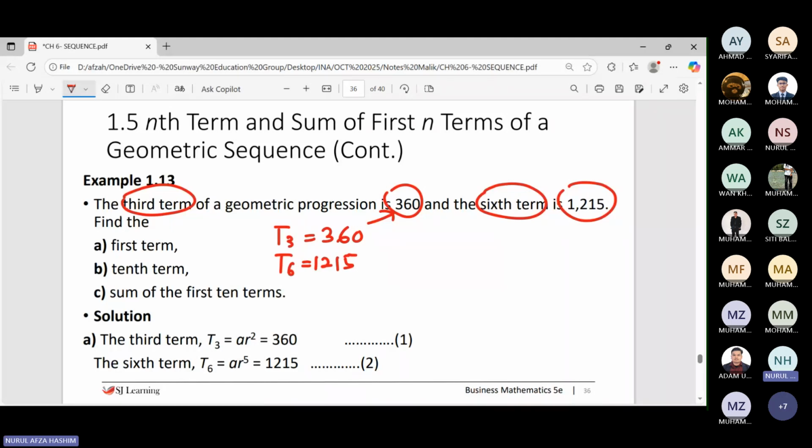Okay, but you know the formula of Tn? It should be A R power of n minus 1. Then you write down the sequence.